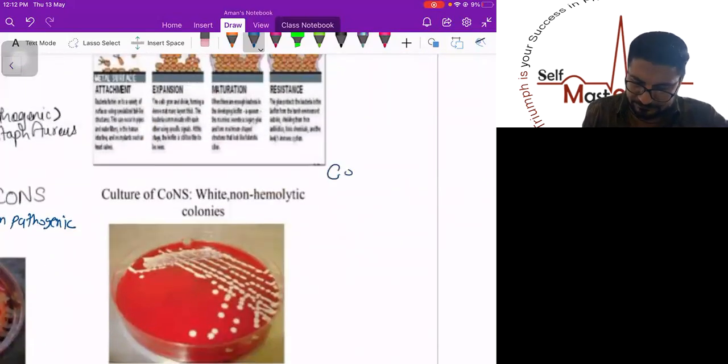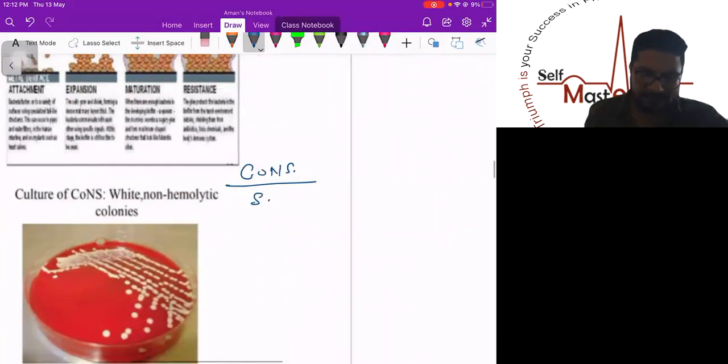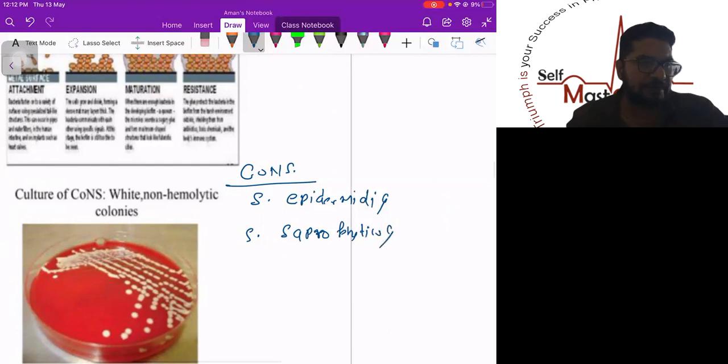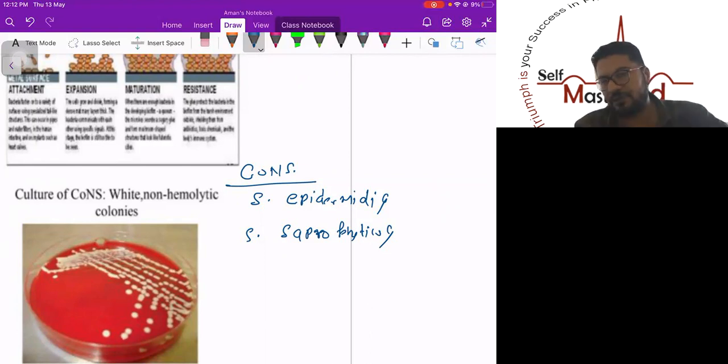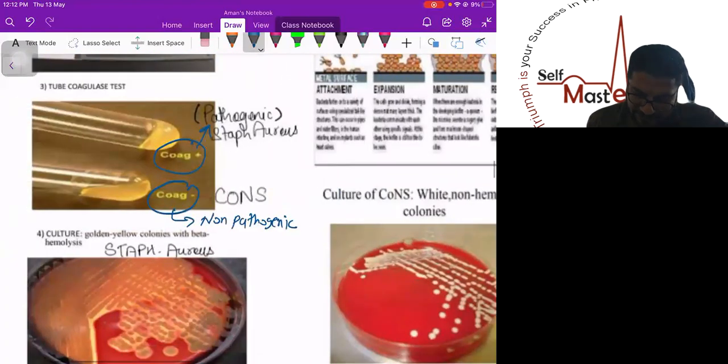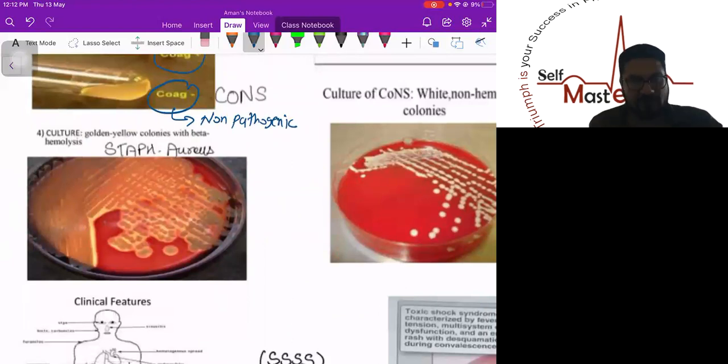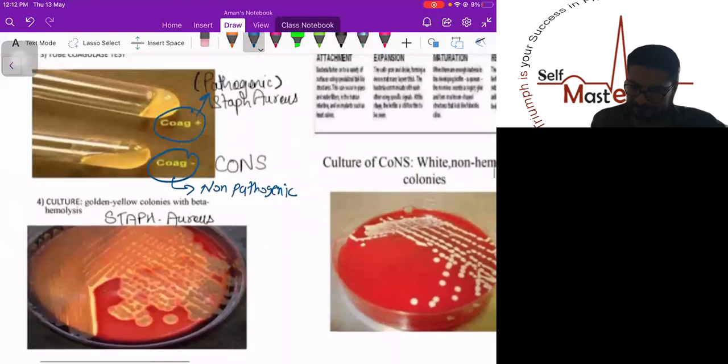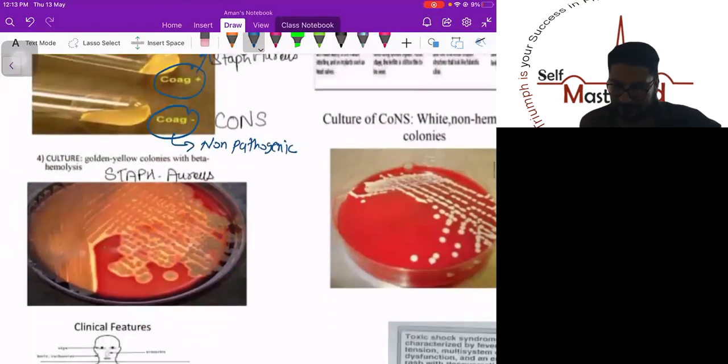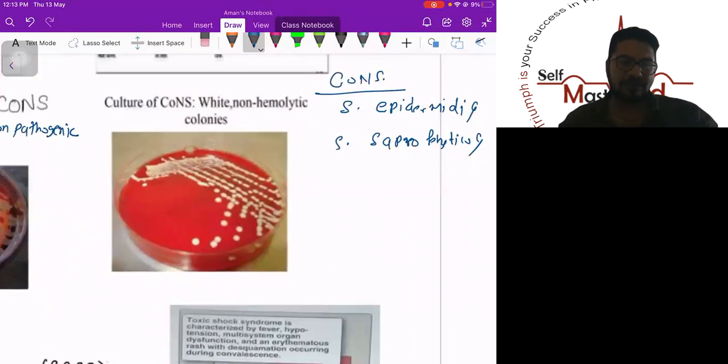If I see the examples of CoNS, the first is Staphylococcus epidermidis and the second is Staphylococcus saprophyticus. Remember, epidermidis causes endocarditis and saprophyticus causes UTI, urinary tract infection or cystitis in young females. You can see golden yellow colonies in Staph aureus, and white colonies in the case of coagulase negative Staphylococcus.